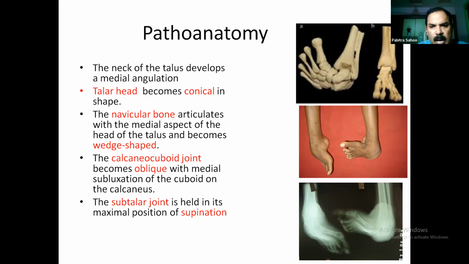The same thing also happens to the calcaneocuboid joint. When the child walks over the lateral border of the foot, it is the calcaneocuboid joint that takes the load, and they develop an adaptive version of the calcaneocuboid joint, like a cushion. So the calcaneocuboid joint is no more horizontal, it becomes oblique. That creates another problem, resistance to the other manipulation methods or plaster casting.